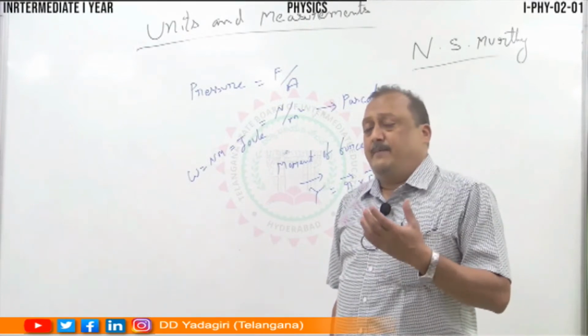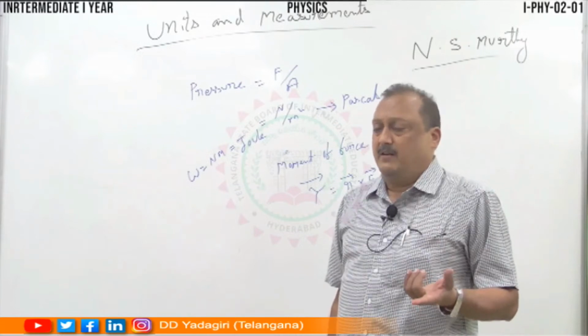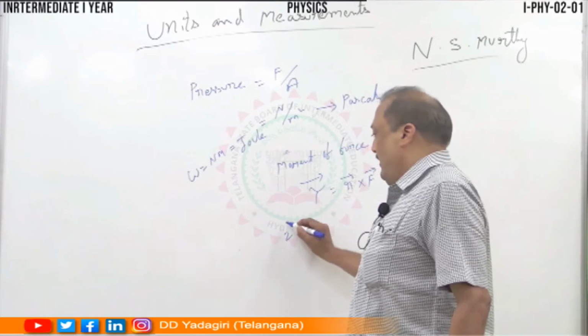After that, the SI system. In that SI system, there are 7 fundamental physical quantities and 2 supplementary physical quantities.